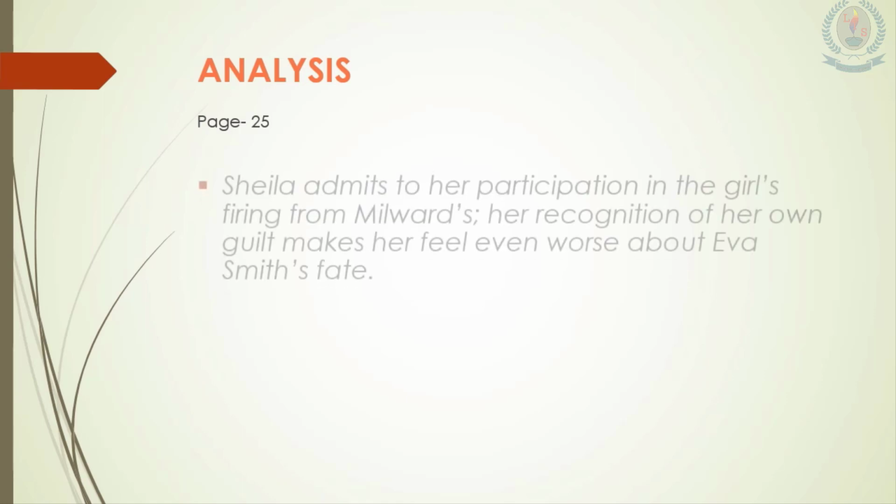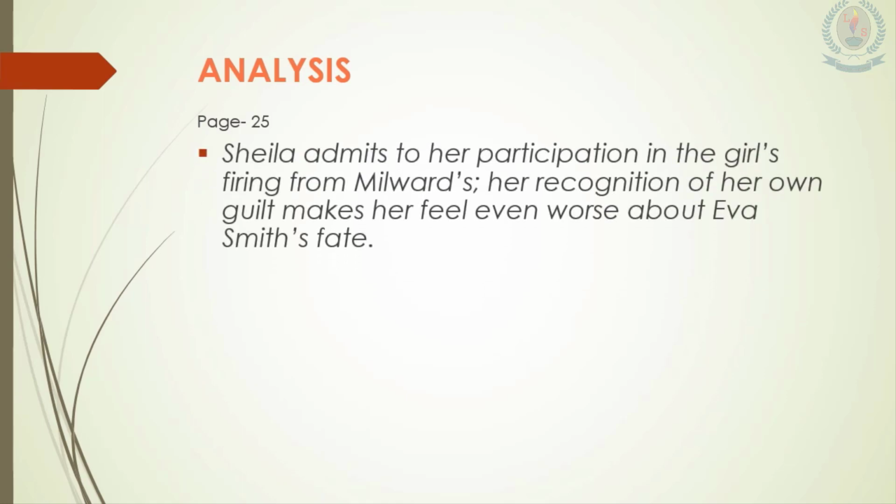the communications the characters make. On page number 25, we see Sheila admitting the fact that she was a part of the firing of this girl. So we see her admitting her share of this girl losing her job, and her guilt makes her feel worse about Eva Smith's fate. She understands that she was a part of her journey to committing suicide.